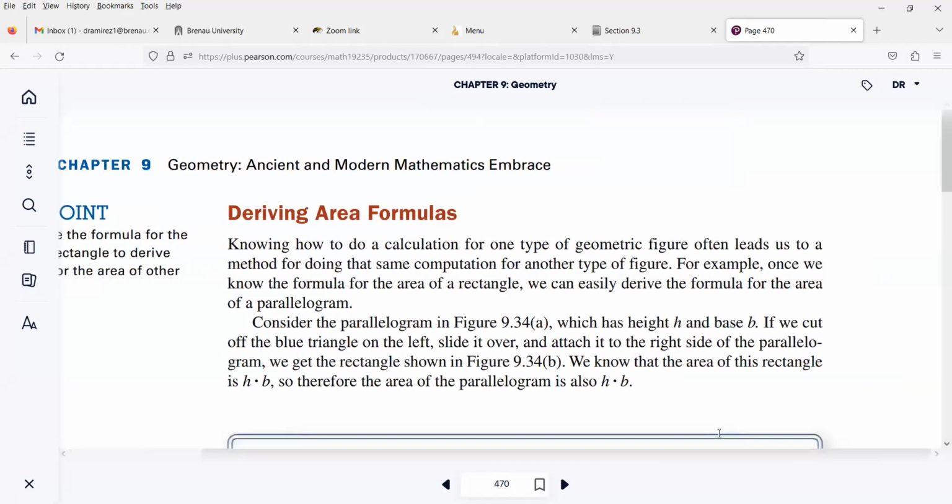Okay, so knowing how to do a calculation for one type of geometric figure often leads us to a method for doing the same computation for another type of figure. For example, once we know the formula for the area of a rectangle, we can easily derive the formula for the area of a parallelogram.